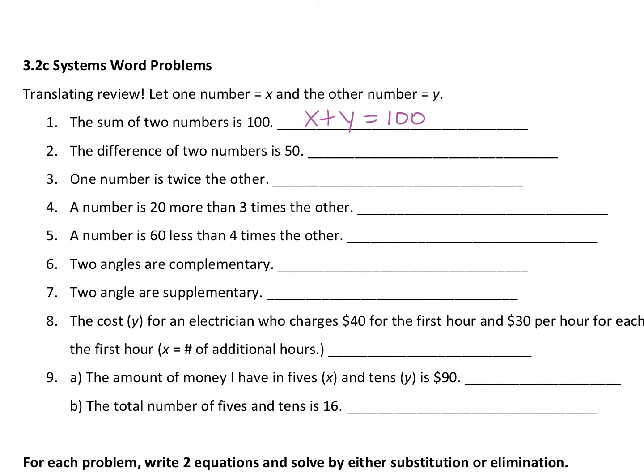What about the difference of two numbers is 50? What's a difference? Subtraction. So x minus y equals 50. How would you write one number is twice the other? X equals 2y. One number is twice our other number. So x is 2 times y.